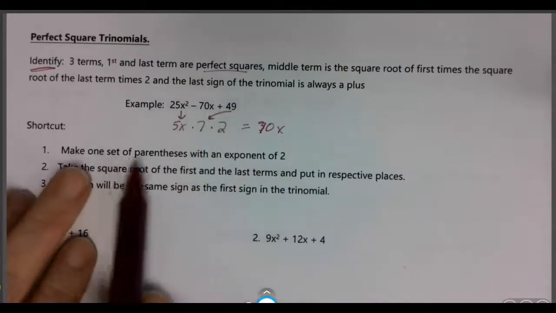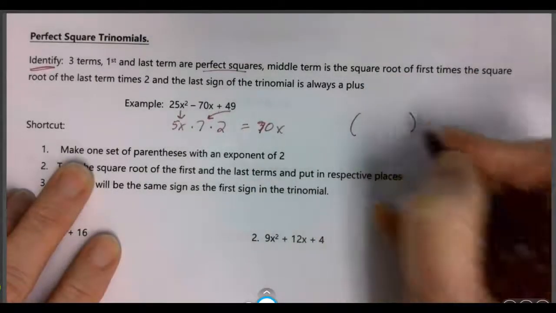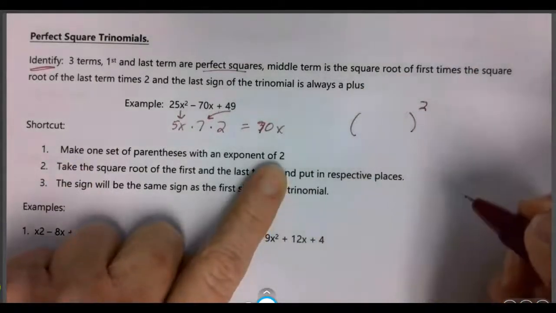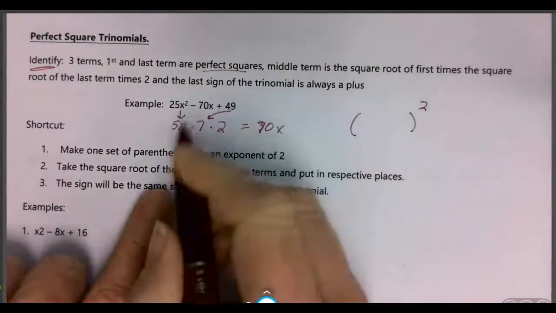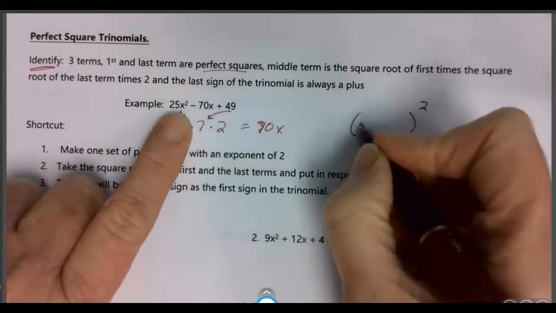So to factor, make 1 set of parentheses with an exponent of 2. Take the square root of the first. Square root of 25 is 5x.